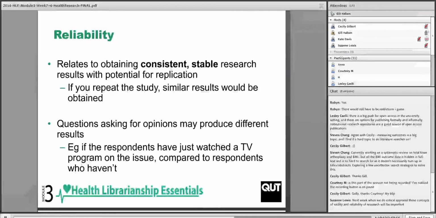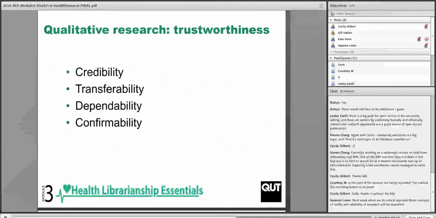Reliability, on the other hand, to validity, relates to the goal of obtaining consistent, stable research results with the potential for replication. So in other words, if you repeat the study, if you did it again, would you get the same results or at least very similar results? And this can be impacted by different situations. If you're questioning people who've just watched a TV program on an issue compared to respondents who haven't, you're going to get quite different results as a result of the sort of activities that you undertake.